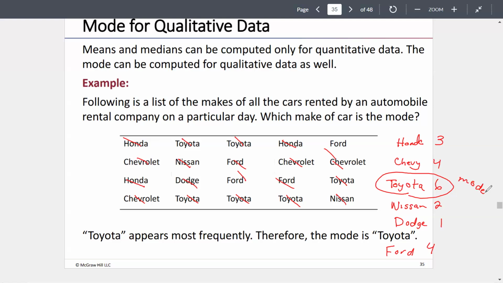Like I said, with qualitative data, we would not have a mean or a median, because those come from calculations of your variable, and my variable happens to be cars. However, since the mode is just your most frequent data point, there can be a mode in quantitative data and in qualitative data like this.